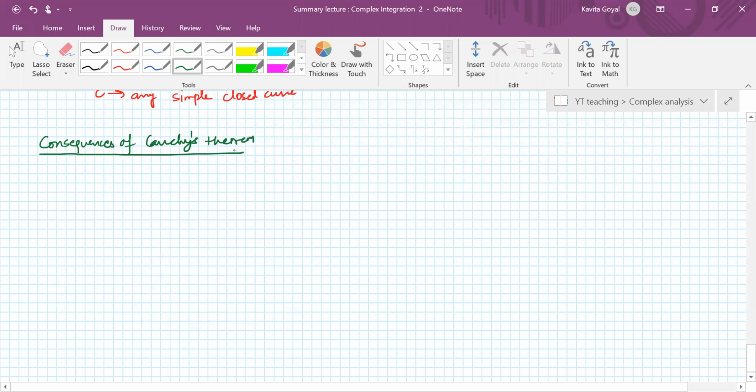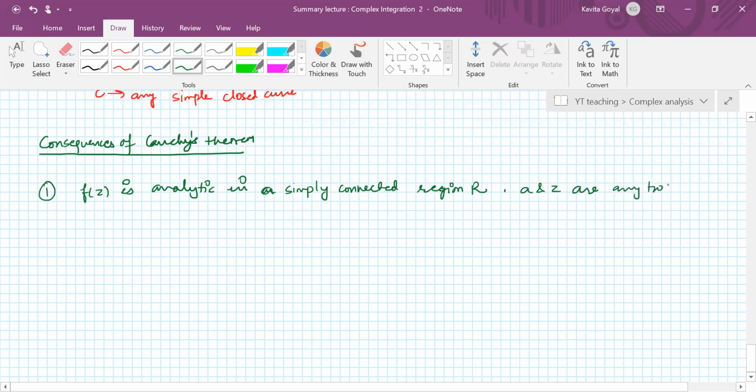So the first consequence is that suppose f(z) is analytic in a simply connected region R, and let A and Z be any 2 points in R. Then the integral from A to Z of f(z) dz is independent of path.